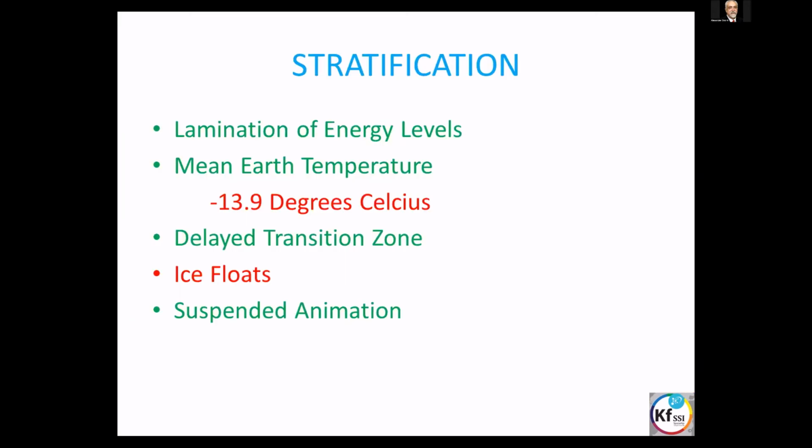So, one more example: what we call stratification. So this is the lamination of energy levels. And interestingly, the mean Earth temperature is 13.9 degrees Celsius. When we say melting point, or we say freezing point, there is a delayed zone transition.